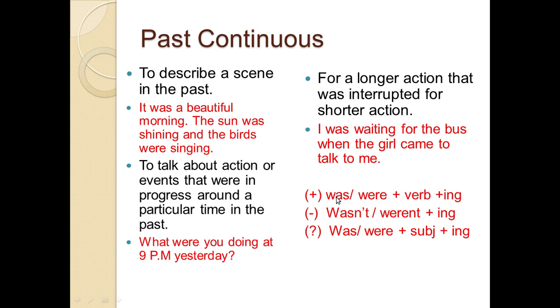I was, she was, he was, it was. You were, we were, they were. Negative, I wasn't, you weren't, she wasn't, he wasn't, it wasn't, we weren't, they weren't, plus ing. Okay? And the questions, as you know, in English, we always put the auxiliary verb before my person and my verb with ing.